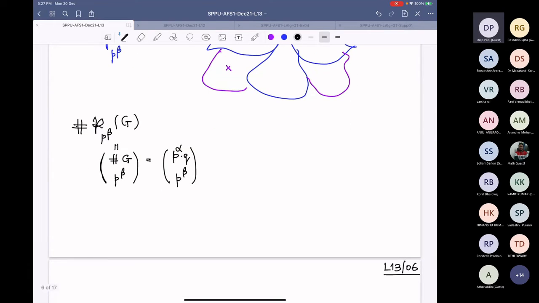On the other hand, I want to use now the class equation. What will the class equation tell us? The RHS of the class equation I am taking, that is, you take all orbits and count their cardinalities. Isn't it?